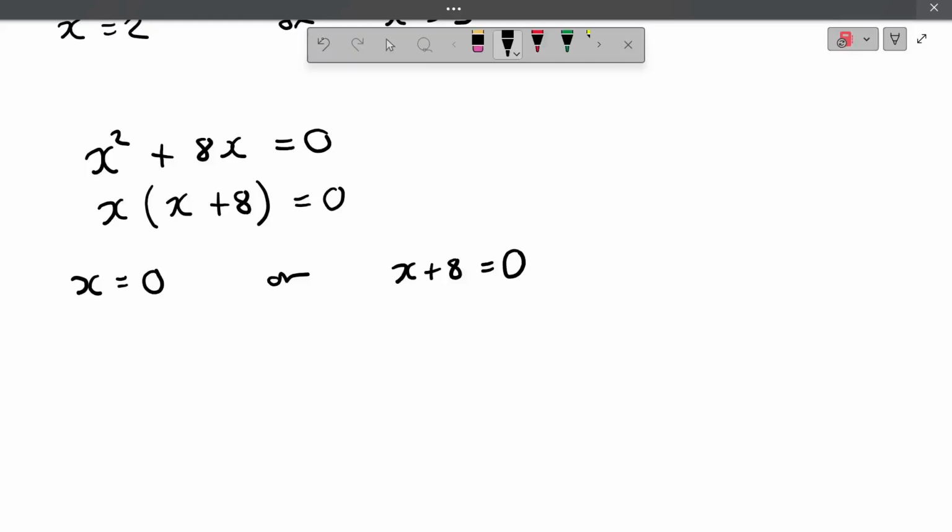equals 0. The first one is basically done for you, which is x is 0. The next one, this one here, I need to take away 8 from both bits to get x equals minus 8. So those are our two answers. Sometimes people forget that x is 0 is an option.